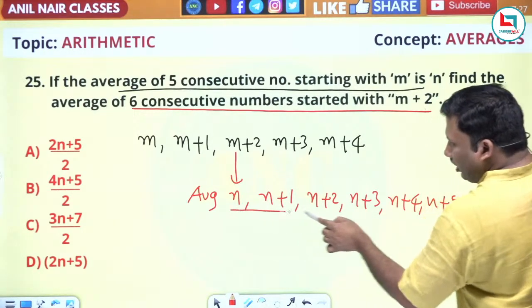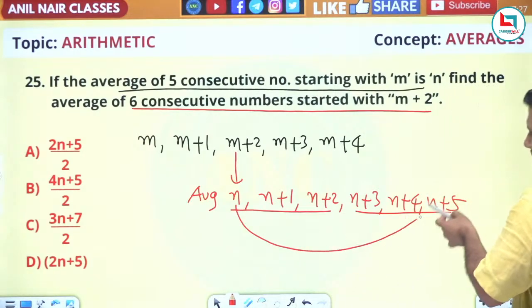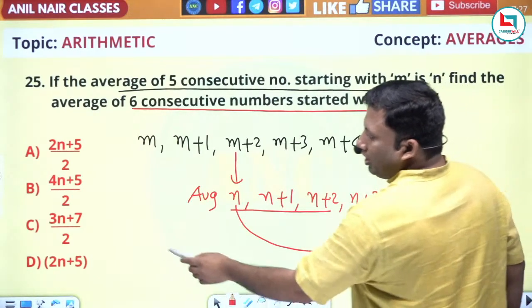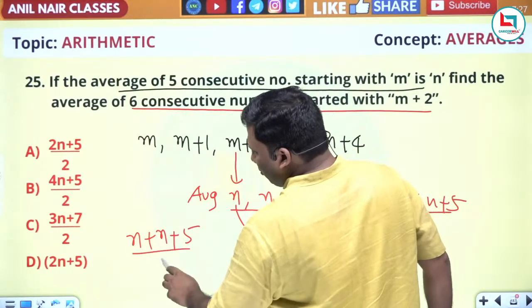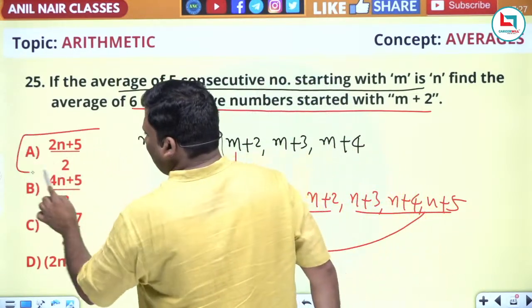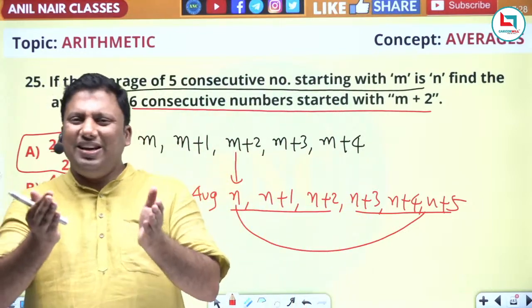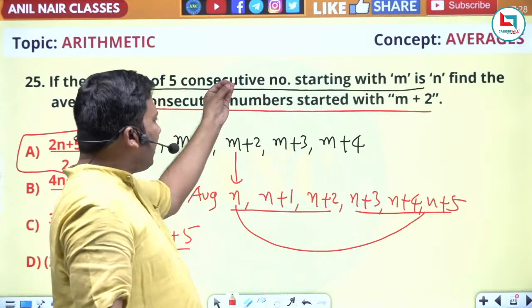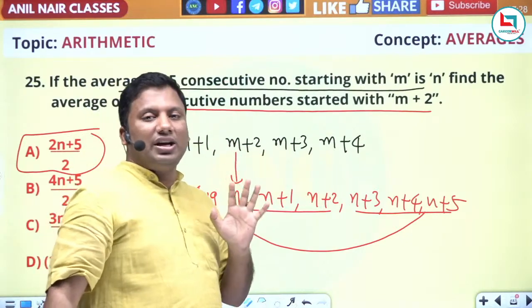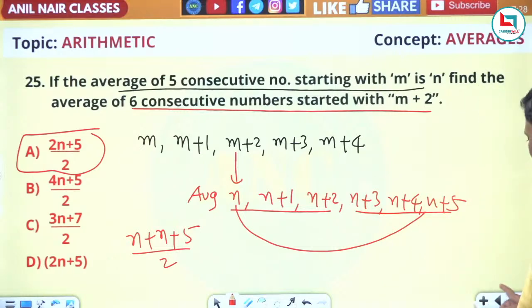These are 3 to the left, 3 to the right. Average is given by first term plus last term by 2. Answer is n plus 5 by 2. So the answer for this question will be 2n plus 5 divided by 2. Very, very easy question. I just read the question and translated it into a mathematical expression. I hope it is clear.